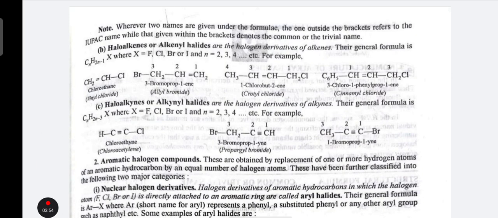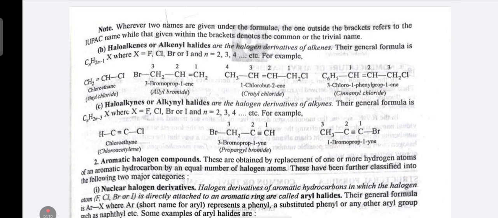Whenever two names are given under the formula, the one outside the bracket refers to the IUPAC name, while the one given in the bracket denotes the common name or trivial name. Haloalkene and alkenyl halide are the halogen derivatives of alkenes. Their general formula is CnH2n-1X, where X is equal to fluorine, chlorine, bromine or iodine.